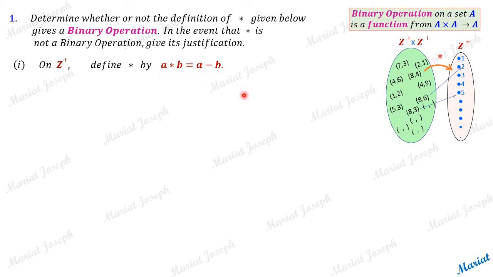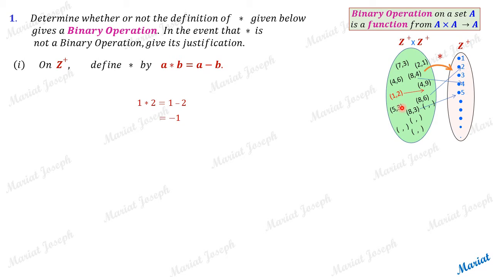Let's go for another one. 8, 3: the image should be 8 minus 3, which is 5. 8, 4: that is 8 minus 4, which is equal to 4. But look here, 1, 2. What would be its image according to this rule? The rule says first number minus second number. a star b is a minus b. So 1 star 2, or the image of the pair 1, 2, should be 1 minus 2. And what is 1 minus 2?